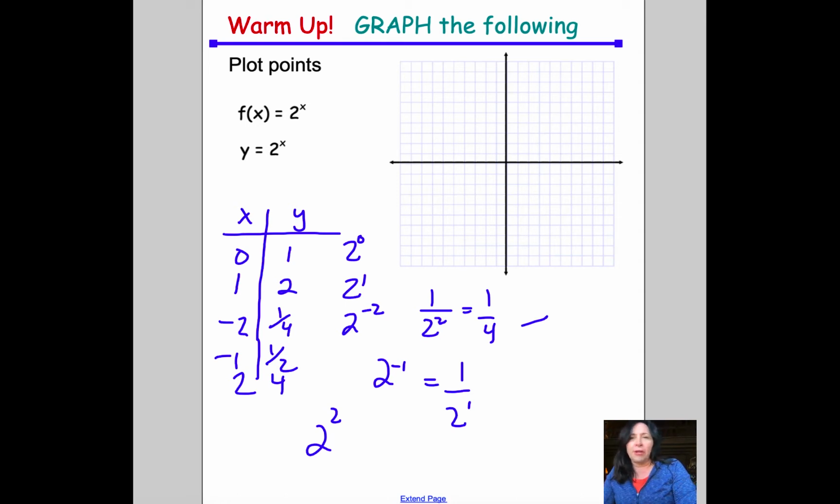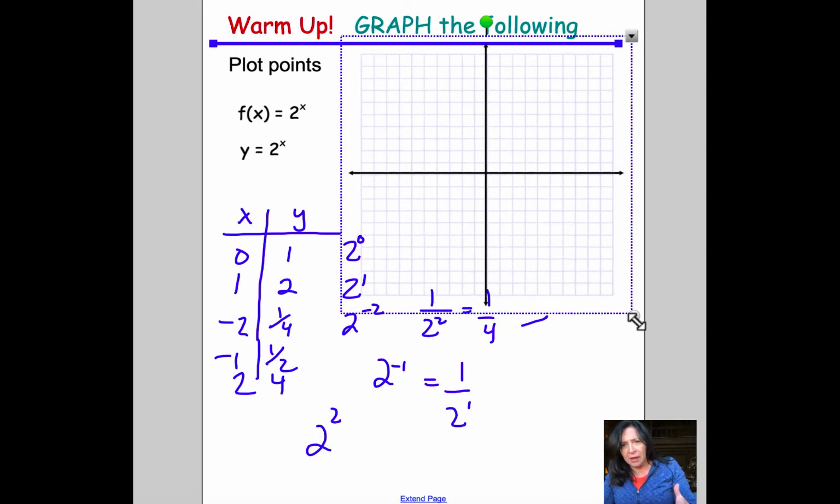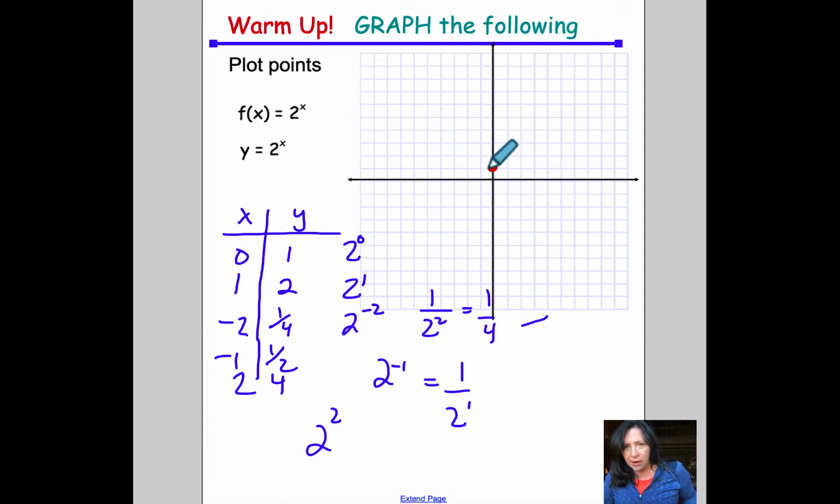So plotting these points on our little graph for this exponential, what you should be thinking of is exponentials go up. They're going to increase, and because they're exponential, they're actually going to increase rather quickly. So we're going to start at 0, 1. So put a point there. We have one at 1, 2.